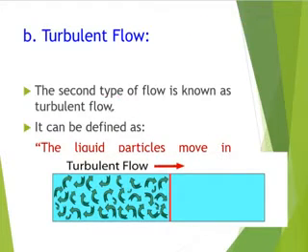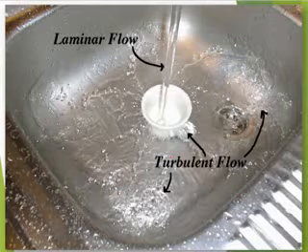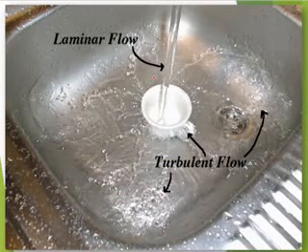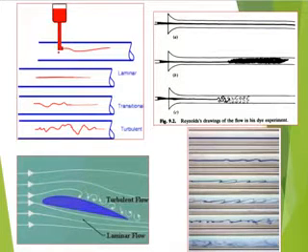And what is turbulent flow? The second type of flow is known as turbulent flow, where the liquid particles move in an irregular path like this, as shown in the figure. Or in a real life example, if you put a cup beneath a jet of water coming from a tap, the water moves in irregular directions after it strikes the cup. This is turbulent flow. So this flow is laminar, flowing in a straight path. Then transition occurs, and when the velocity further increases, the flow becomes completely irregular, known as turbulent flow.